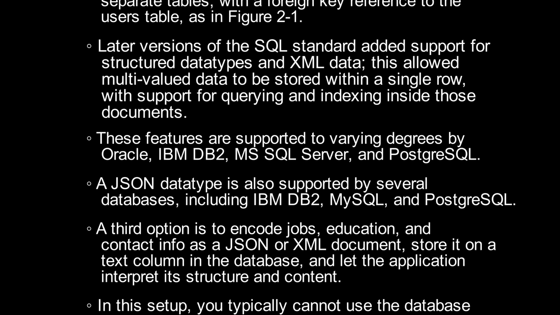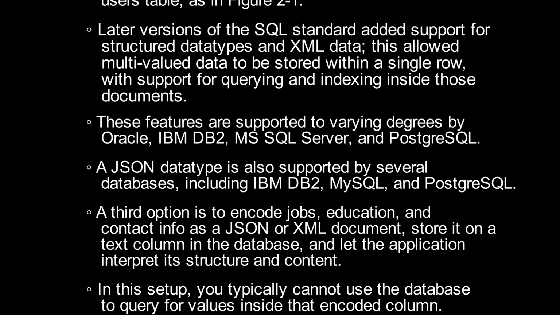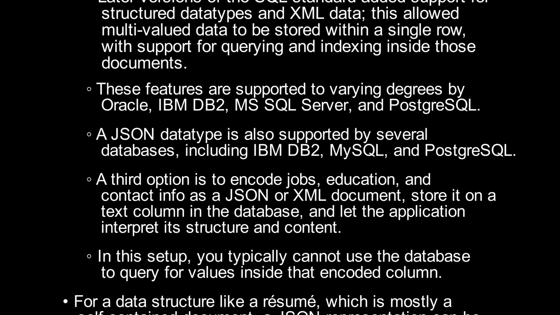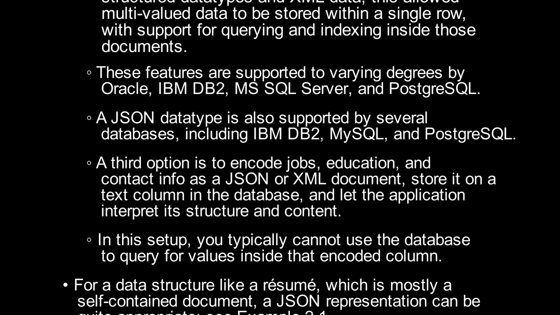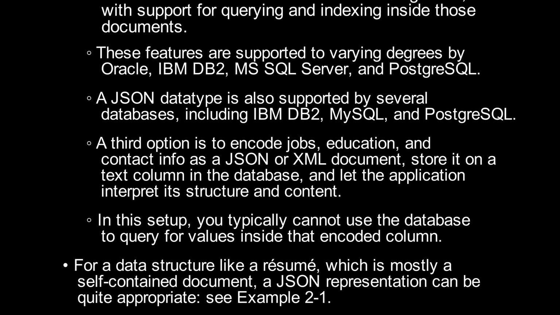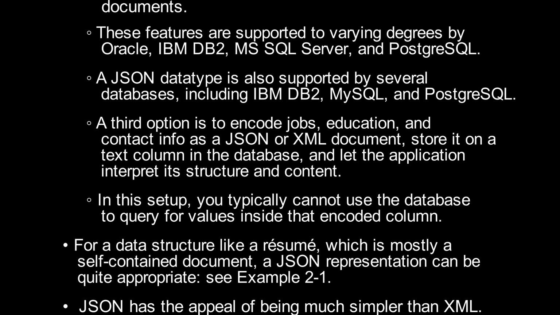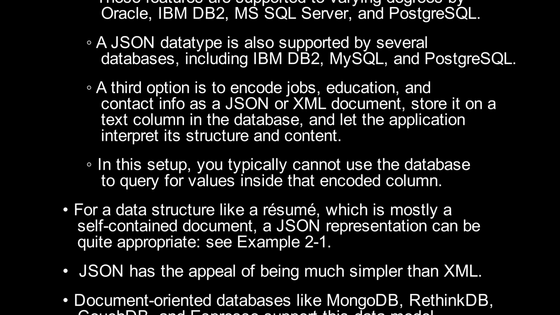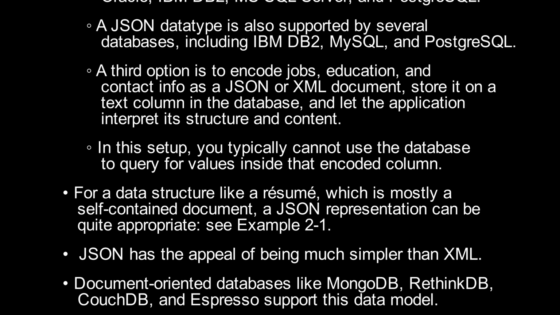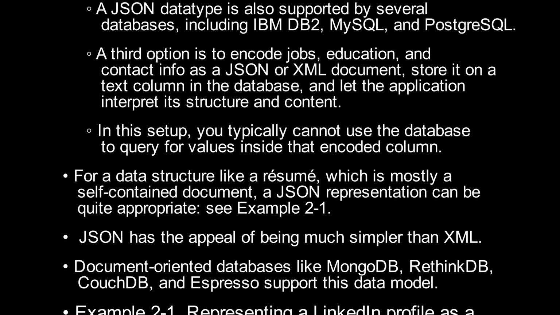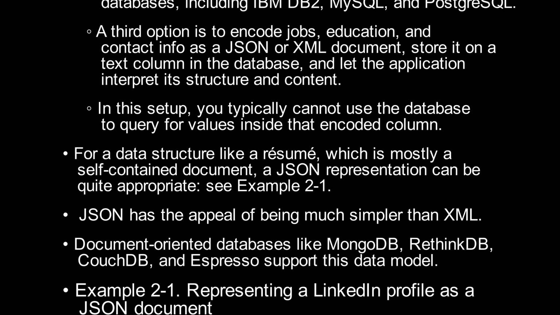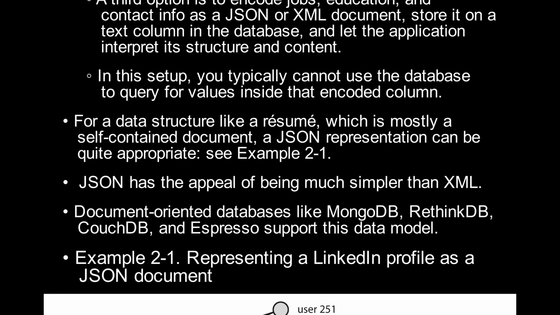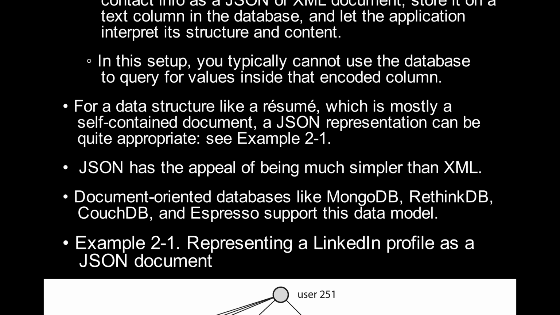A third option is to encode jobs, education, and contact info as a JSON or XML document, store it on a text column in the database, and let the application interpret its structure and content. In this setup, you typically cannot use the database to query for values inside that encoded column. For a data structure like a resume, which is mostly a self-contained document, a JSON representation can be quite appropriate. See Example 2-1. JSON has the appeal of being much simpler than XML. Document-oriented databases like MongoDB, RethinkDB, CouchDB, and Espresso support this data model.